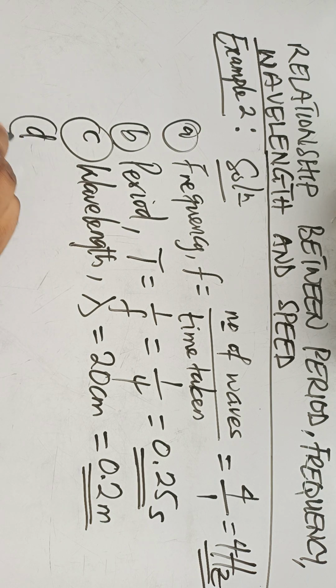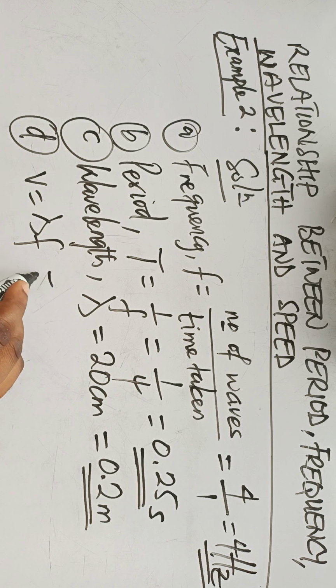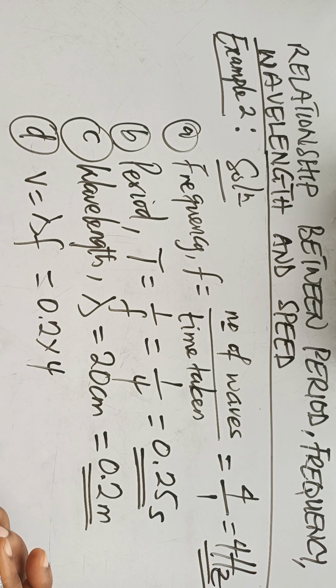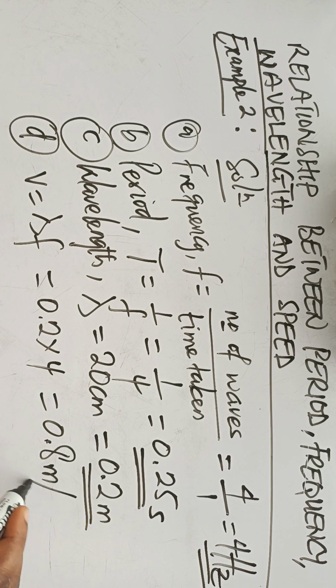Then the D part of the question said we are to determine the velocity. With our wave equation, we have v is equal to lambda f. That is the velocity. At this point, our lambda is 0.2 and our frequency is 4. So 0.2 times 4 gives us 0.8 meter per second. That becomes our velocity.